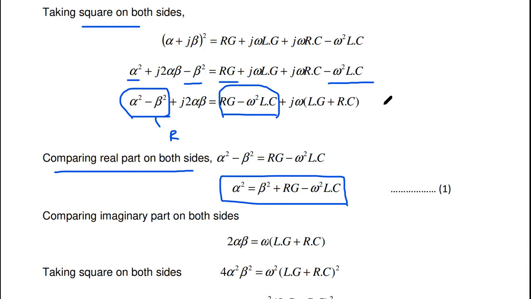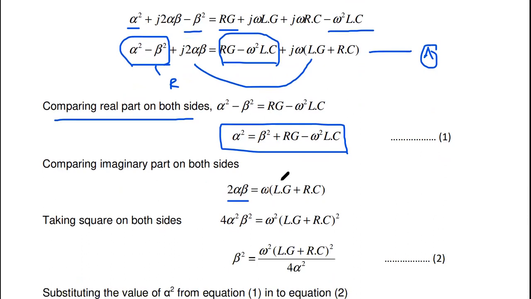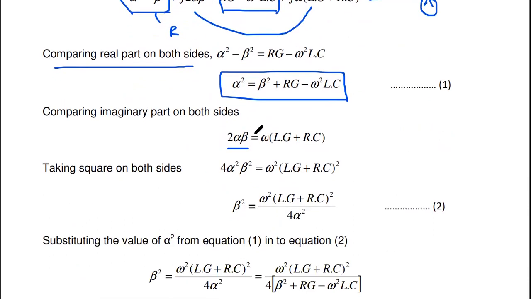Next, similarly in this equation, this is equation number A. In that equation, you just equate the imaginary part. So what is the imaginary part on the left side? 2 alpha beta. 2 alpha beta is equal to the imaginary part here, omega into Lg plus Rc. If you are equating this, we will get it like this.